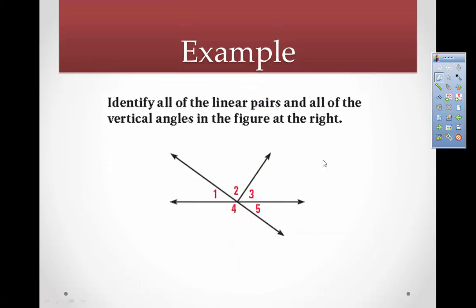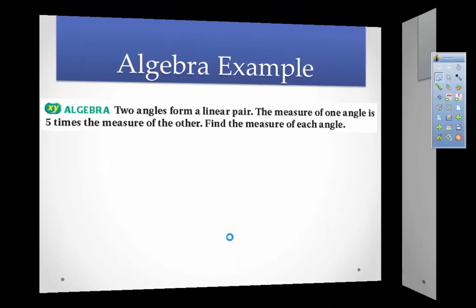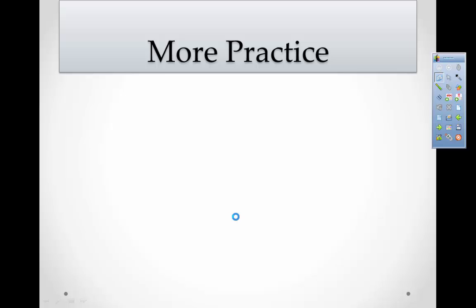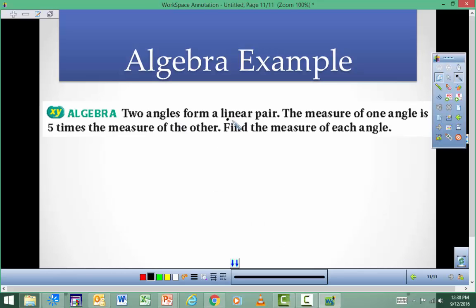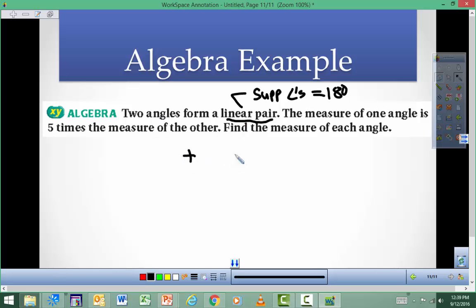Let's move on. Oh, whoops. Sorry, let's back up. Alright, so you guys, here's a little algebraic problem. First of all, we're told that they form a linear pair. You automatically know then that they are supplementary. Supplementary means they add up to be 180. So whatever angles we read about, they have to add up. So I'm going to put a plus sign, and I'm going to put equals 180. Okay, I know that so far.